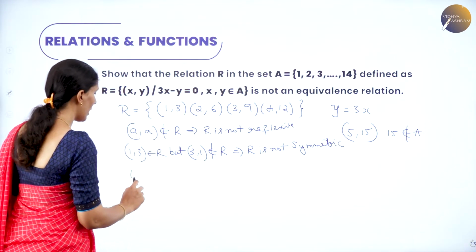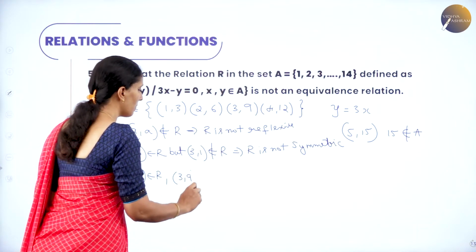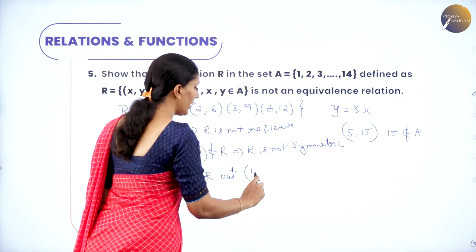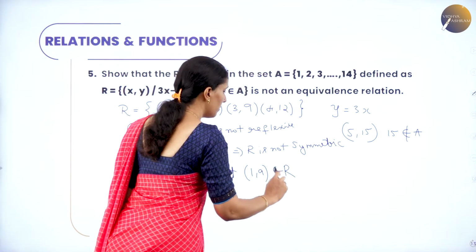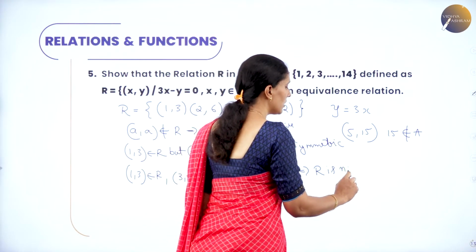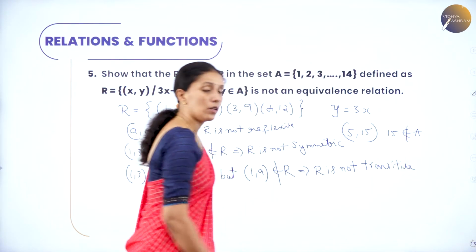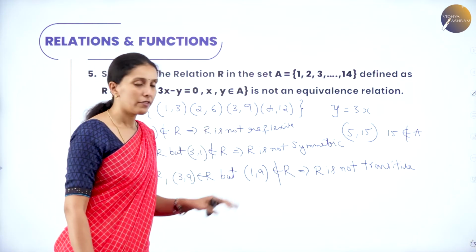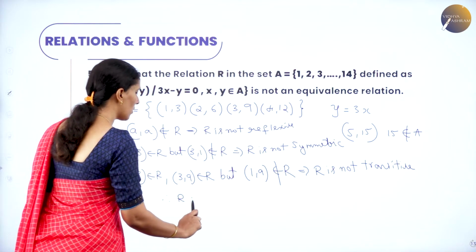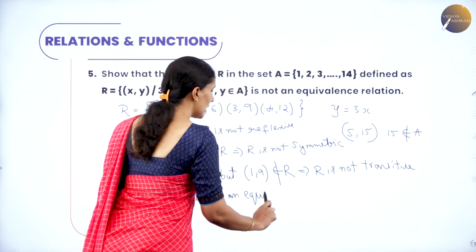Now see here, we have again (1,3) belongs to R and (3,9) belongs to R. But what about (1,9)? You don't find (1,9) belongs to R. So this implies what? R is not transitive. So it is not reflexive, neither symmetric, nor transitive. So therefore what can we conclude? R is not an equivalence relation.